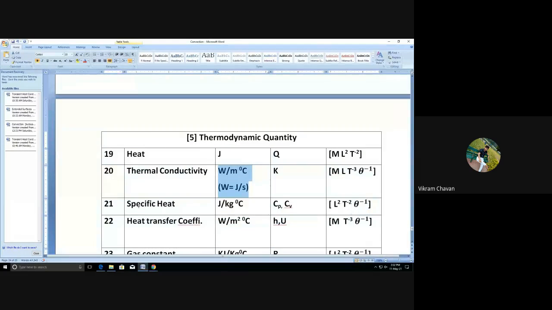Then specific heat. Specific heat unit is joule per kg Kelvin or kilojoule per kg Kelvin, or kilojoule per kg degree Celsius. Its symbol is Cp or Cv, specific heat at constant pressure and specific heat at constant volume. Either one we can consider as the symbol of specific heat. Joule dimensions we have derived, divide by the kg dimension and degree Celsius dimension. We will get the dimensions of specific heat as L raised to 2 T raised to minus 2 theta raised to minus 1.